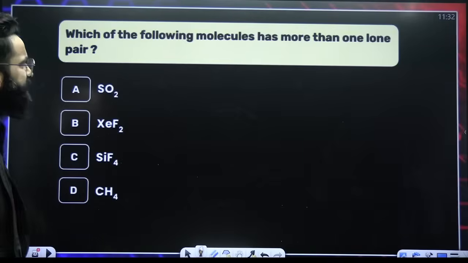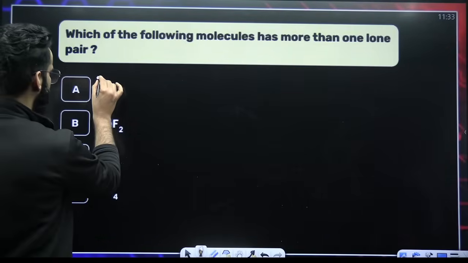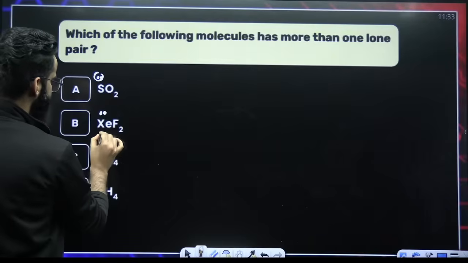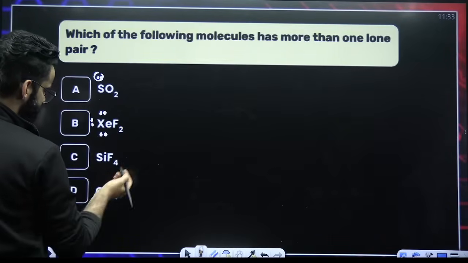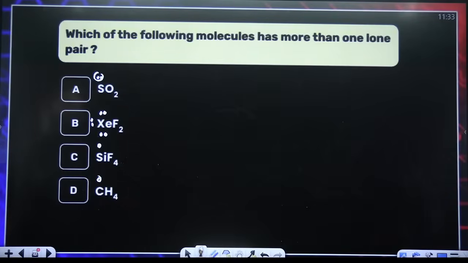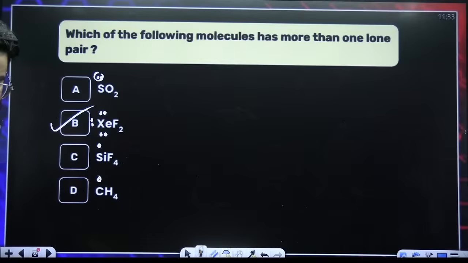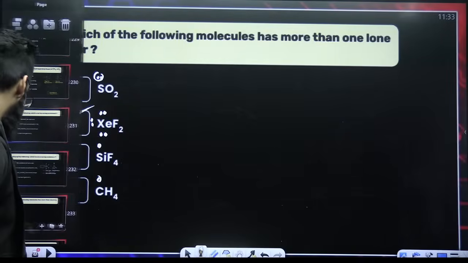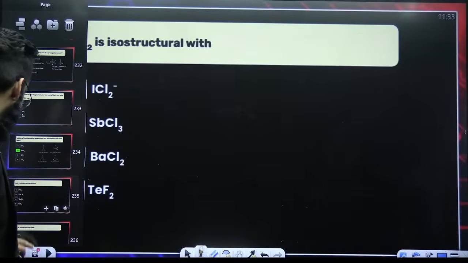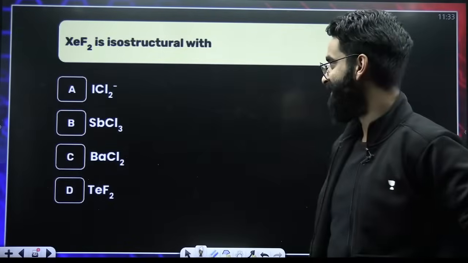Which of the following molecules has more than one lone pair? Sulfur has got one lone pair over here. XeF2, xenon has got 3 lone pairs. Silicon, no lone pair. Carbon, no lone pair. It is option B, which is the correct one. Absolutely, guys. All of you are perfectly right. That means you have understood the chapter. That is great.